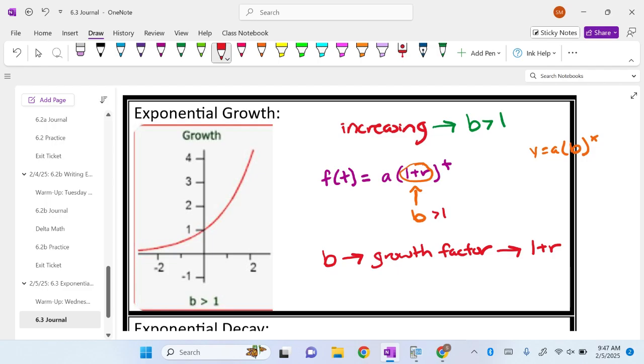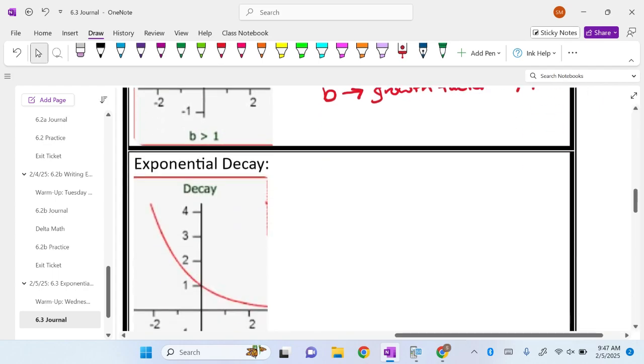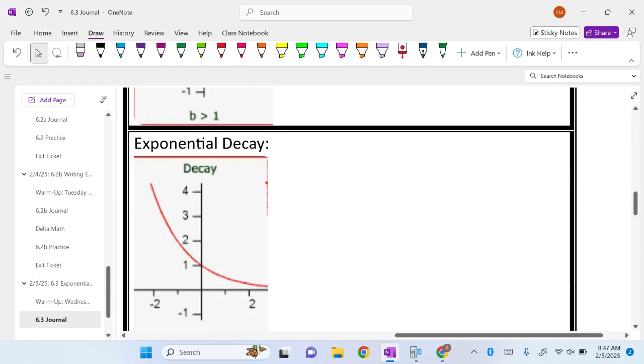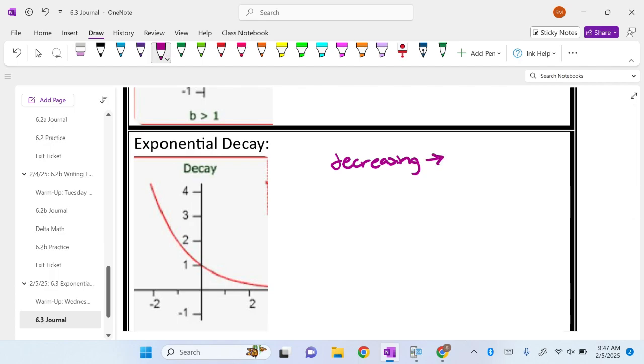Now, on the opposite side, you have exponential decay. Very, very similar. If we're looking at a graph for exponential decay, what type of exponential graph is this? It's a decreasing graph. And what has to happen with a decreasing graph so that we know it's decreasing? Right. The b value has to be in between 0 and 1. So in other words, the b value is a fraction.